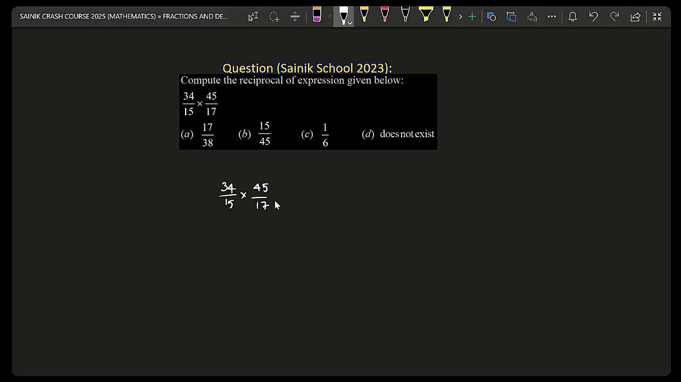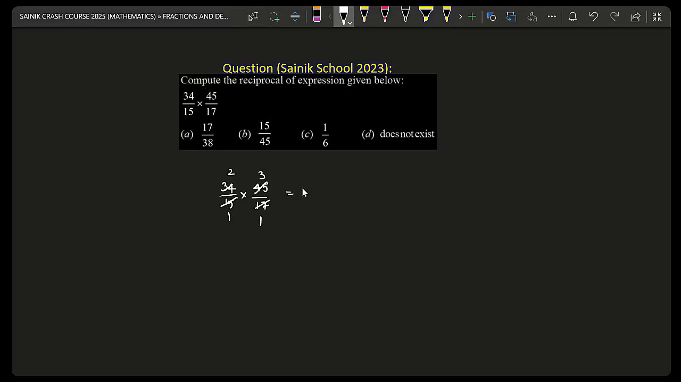Yes, sir. Okay, any cuttings? Yes, sir. 15 ones, and 15 threes are 45. Yes, 15 ones and 15 threes. Next, any other simplification possible? Sir, 17 ones and 17 twos are 34. Okay, so what is the answer?